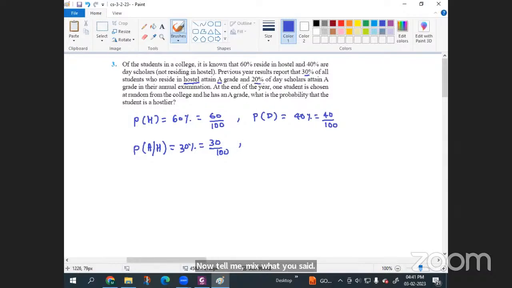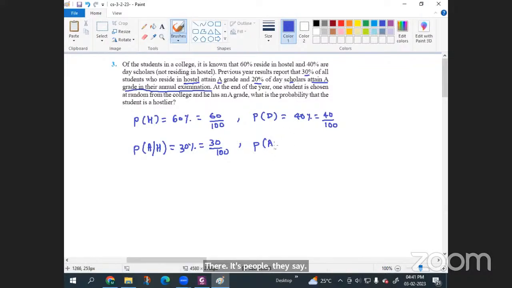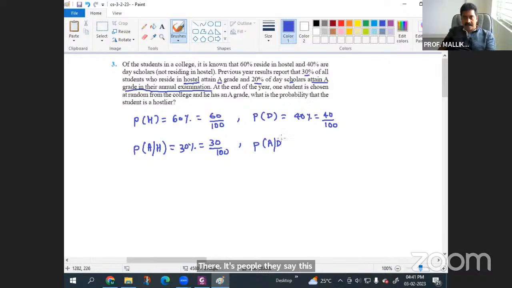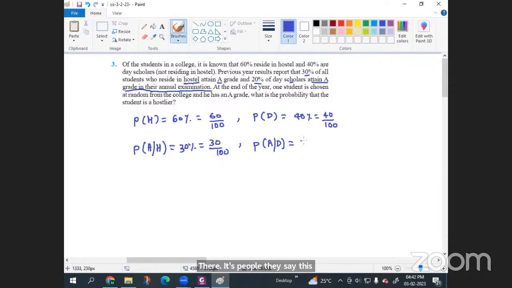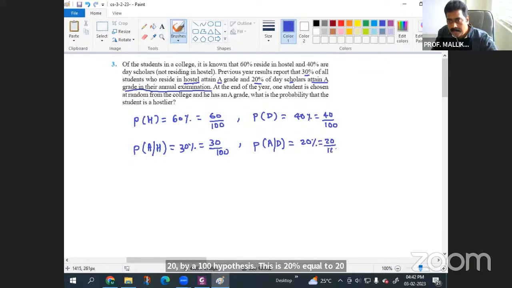And 20% of day scholars attain A grade in their annual examination. Probability of A grade, which people do they say? Day scholars. A grade given that day scholars. It's 20 by 100. Keep it as it is. This is 20%. I will write it first, equal to 20 by 100. Okay. Next.